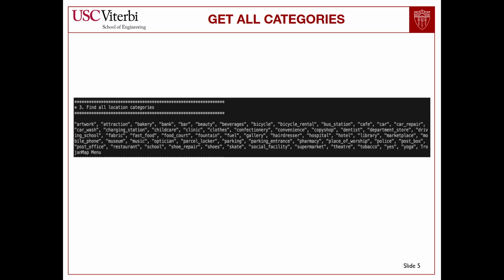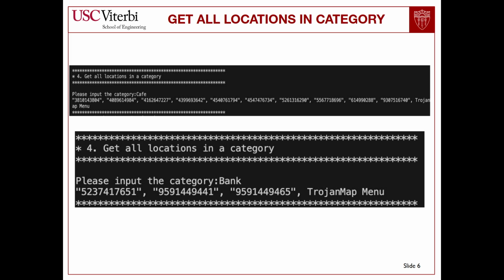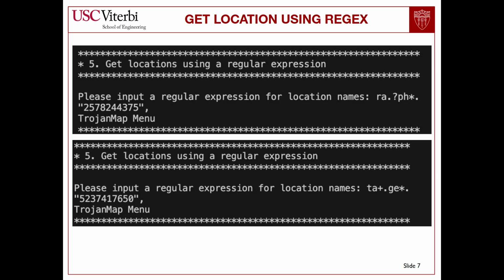This function returns all the attributes present in the dataset, such as artwork, bakery, bank, bar, cafe, food court, parcel lockers, parking, skate, social facilities, and so on. In this function, we are getting all locations in a category. The user inputs an attribute and all the location IDs for the same attribute present in the data are returned. We have taken cafe and bank as examples.